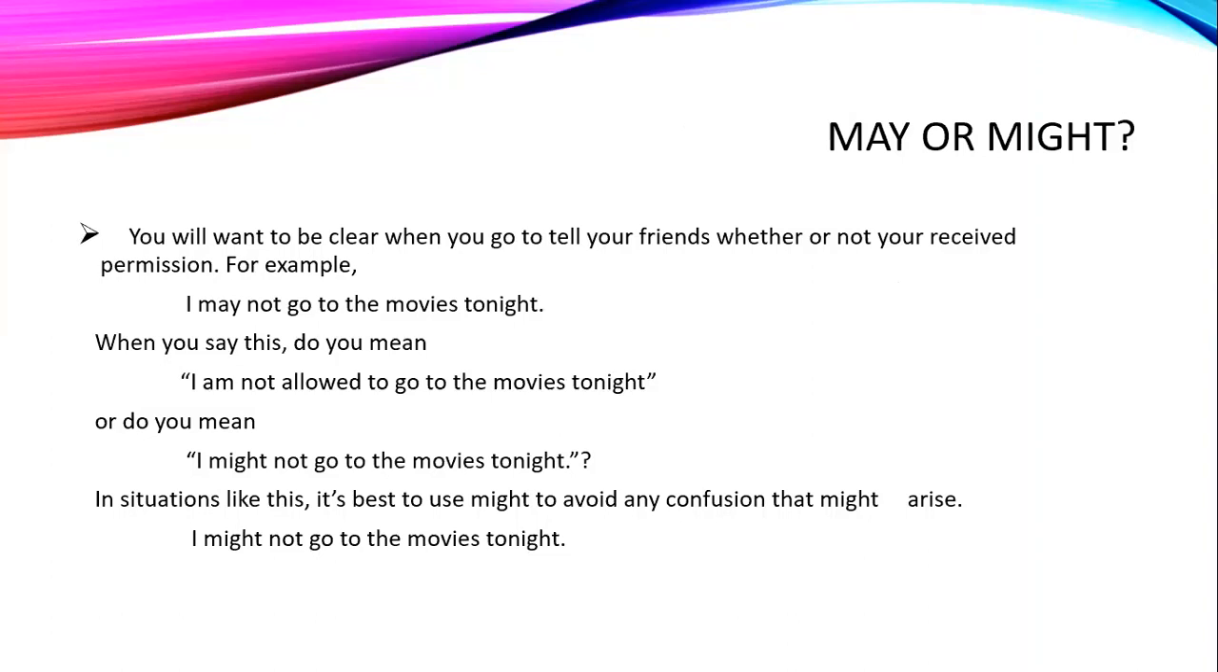Okay, now, for example, you would tell them, I may not go to the movies tonight. What does it mean? When you say this, what do you mean? Do you mean to say I'm not allowed to go to the movies tonight? Or do you mean I might not go to the movies tonight? In situations like this, it's better to use might to avoid any confusion that might arise. I might not go to the movies tonight.